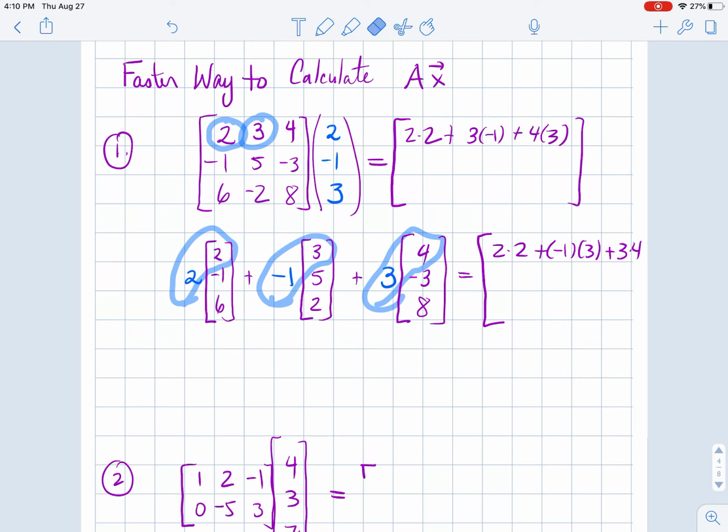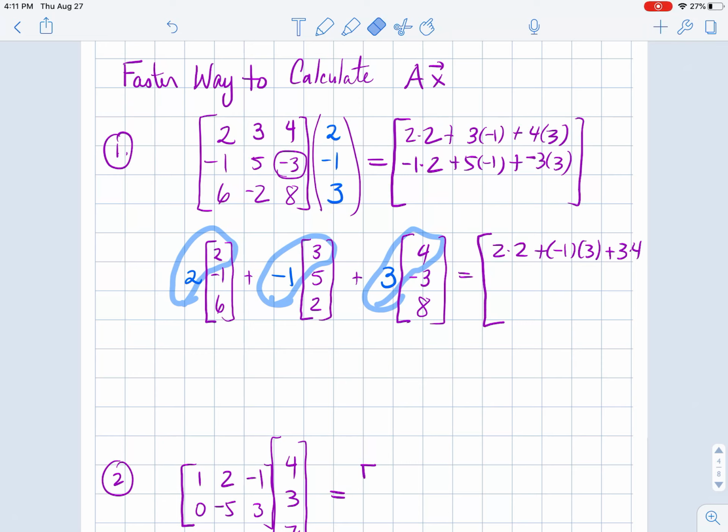Now let's think about the middle row. For the middle row, we look at this part and these numbers here. We're going to take this row and match it up with this column, and multiply those entries. So we're going to do -1 times 2. It's these 2 entries. Then we move along to those 2 entries, so we're going to do 5 times -1. And then finally, we do the last entries, -3 times 3.